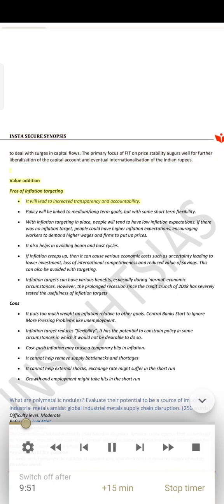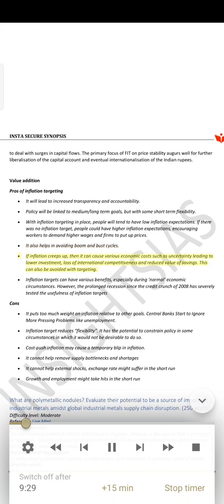Value addition. Pros of inflation targeting. It will lead to increased transparency and accountability. Policy will be linked to medium, long-term goals, but with some short-term flexibility. With inflation targeting in place, people will tend to have low inflation expectations. If there was no inflation target, people could have high inflation expectations, encouraging workers to demand higher wages and firms to put up prices. It also helps in avoiding boom and bust cycles.